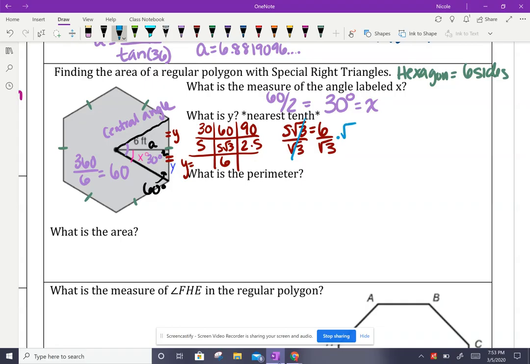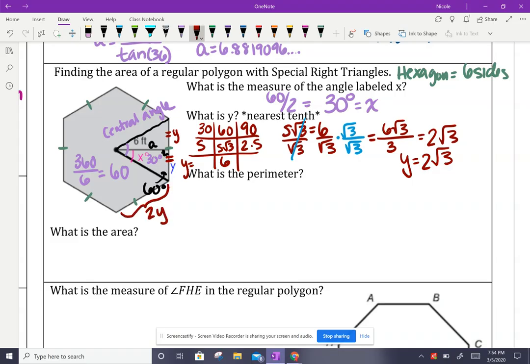But I'm going to need to multiply by root 3 on both sides as well, on the top and bottom. So this becomes 6 root 3 over root 3 times root 3, which is just 3. Then we can simplify: 6 divided by 3 is 2, so 2 root 3. So y is equal to 2 root 3. If y is equal to 2 root 3 and one entire side length is 2 times y, then one side length is 4 root 3.